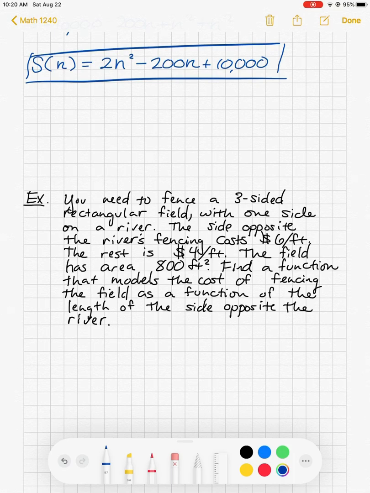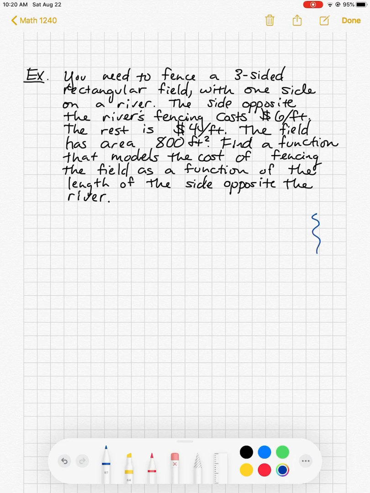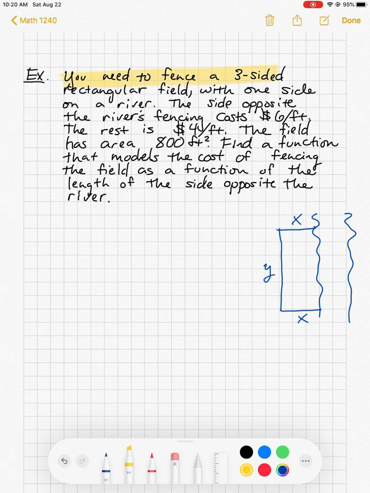Here's one that we've kind of dealt with before, but this one's looking at, you need to fence a 3-sided rectangular field with one side on a river. I think we've done that part before. Let's see, here's the river. Here's this three-sided field. Let's see what else it says. Okay, we've accounted for that. What else? The side opposite the river's fencing costs $6 a foot. Okay, so on this side, my fencing is $6 a foot. The rest is $4 a foot. So that means here I'm paying $4 a foot.